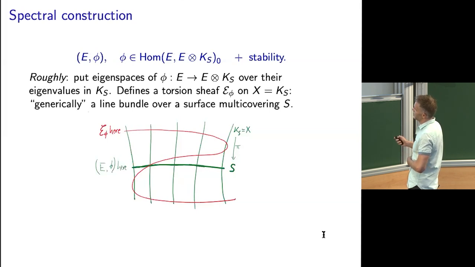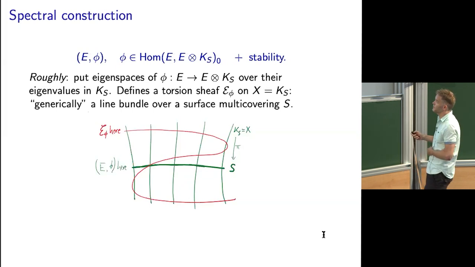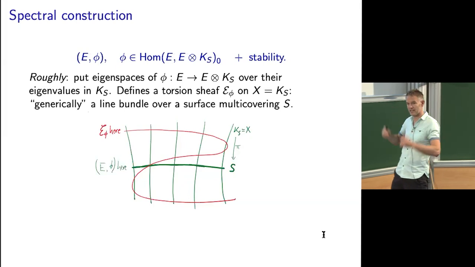And what do you put over those eigenvalues? You put the eigenspace in E. So there's an eigenspace in E, that's some line in E at this point. Over there, there's one over there, and there's one over there. And then you put it all together in a family, and this gives you a line bundle over this surface. All right. That's somehow the generic situation.